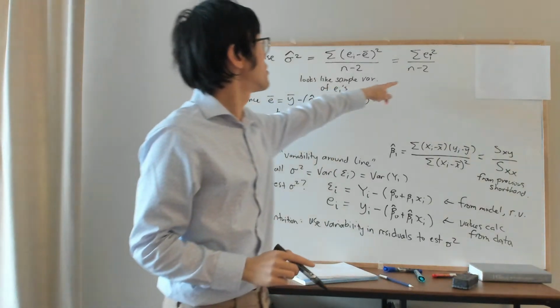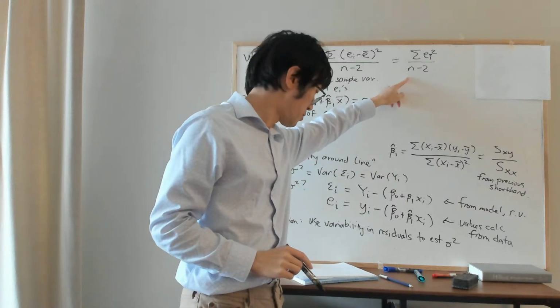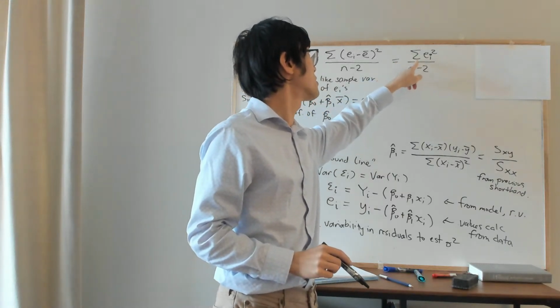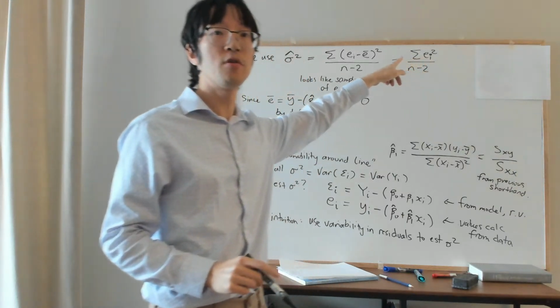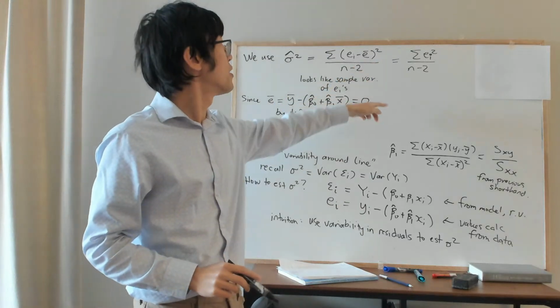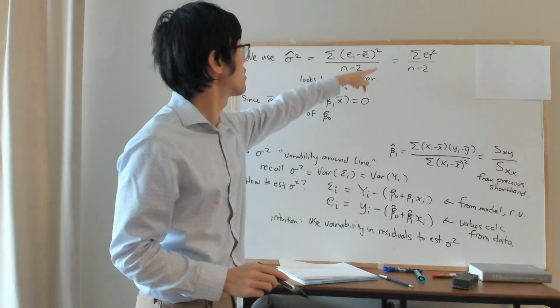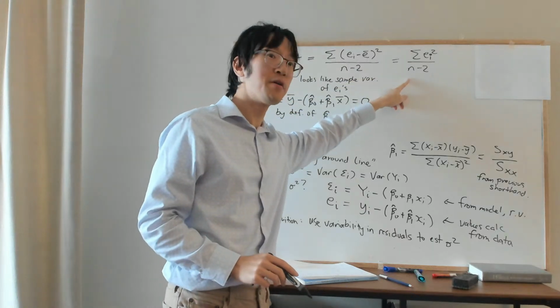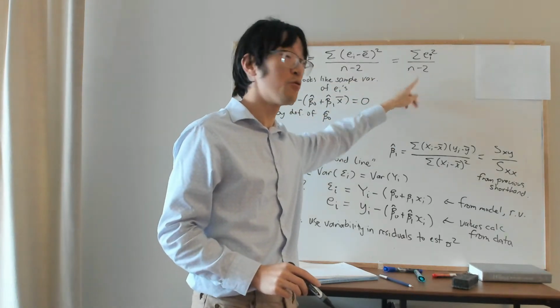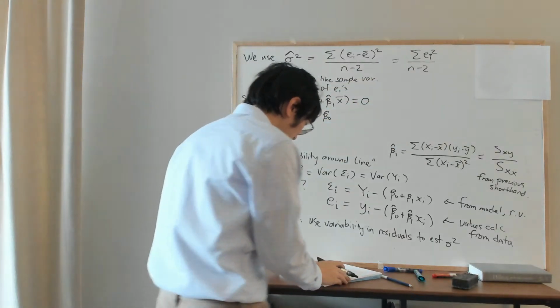Okay, so therefore we just end up with this thing. So basically, what is this? It is to take all the residuals, square them, and then sum them up. That is the numerator, and the denominator has this funny-looking n minus 2. Let me describe that next.